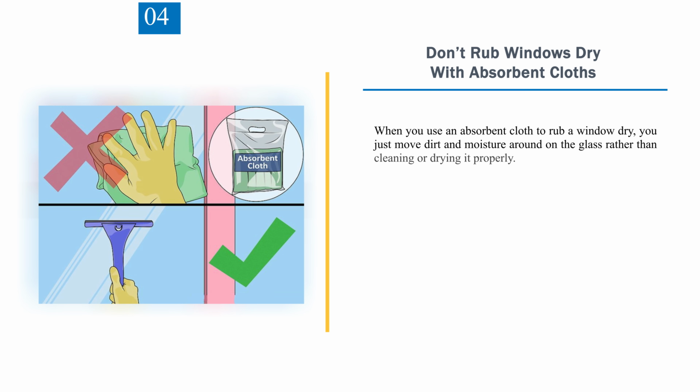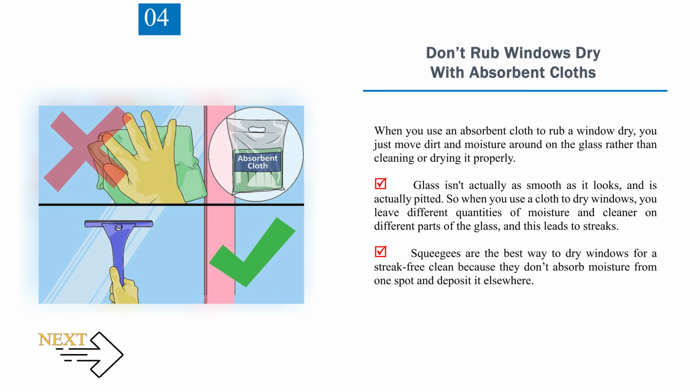Number 4. Don't rub windows dry with absorbent cloths. When you use an absorbent cloth to rub a window dry, you just move dirt and moisture around on the glass rather than cleaning or drying it properly. Glass isn't actually as smooth as it looks, and is actually pitted. So when you use a cloth to dry windows, you leave different quantities of moisture and cleaner on different parts of the glass, and this leads to streaks. Squeegees are the best way to dry windows for a streak-free clean because they don't absorb moisture from one spot and deposit it elsewhere.